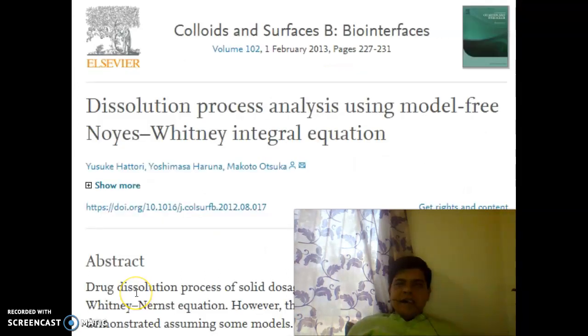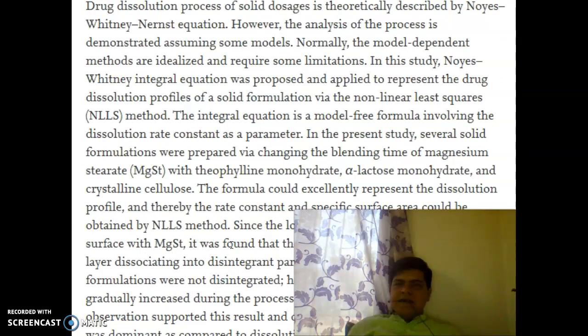Okay. So in this article we can see the dissolution process analyzed using the model-free Noyes-Whitney integral equation. So how is the Noyes-Whitney equation applicable? In this, the drug dissolution process of a solid dosage form is theoretically described by the Noyes-Whitney equation. However, the analysis of this process is demonstrated by assuming some models. Normally the model-dependent methods are idealized and have some limitations. So in this study this Noyes-Whitney integral equation was proposed and applied to represent the drug dissolution profile of solid formulations via the non-linear least squares method.